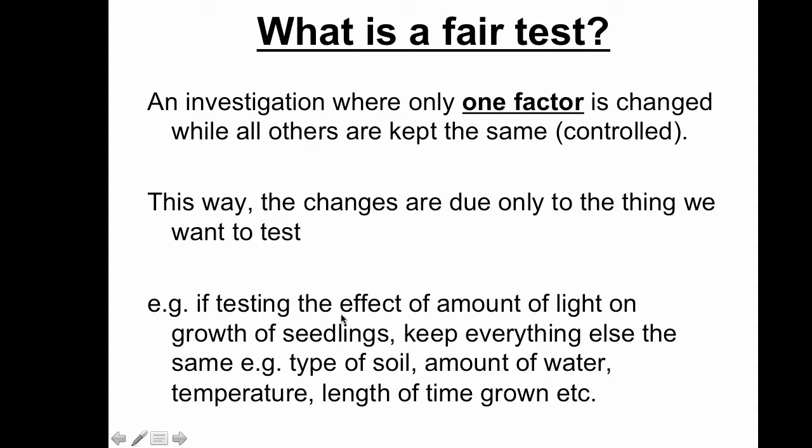If you're testing the effect of amount of light on the growth of a seedling, which is just a seed, you're going to keep everything else the same: the soil, amount of water, temperature, length of time it grows. All you're going to do is change the amount of light. That way you know that the only thing that's different is the amount of light. So if the plant grows differently, you will know that it's only because of the light. Because if they all are in different soil, you water them all in different amounts, and they all have different types of light, you'll never know which one actually changed the way the plant grew.